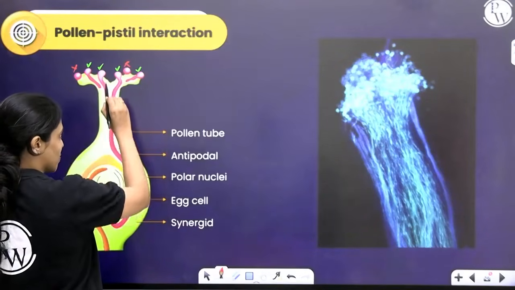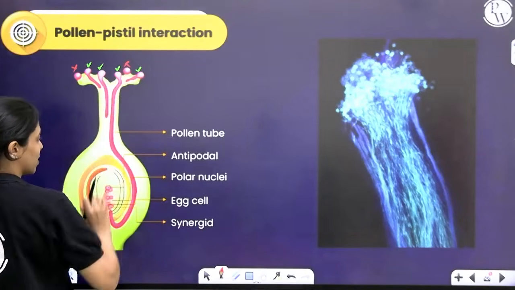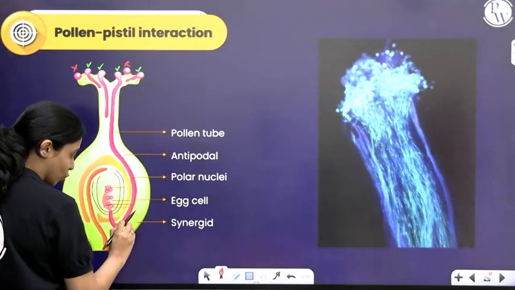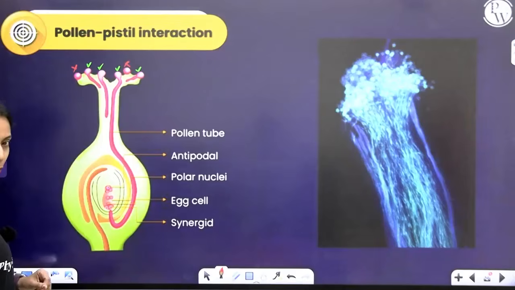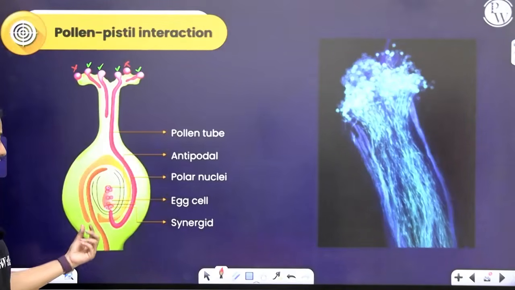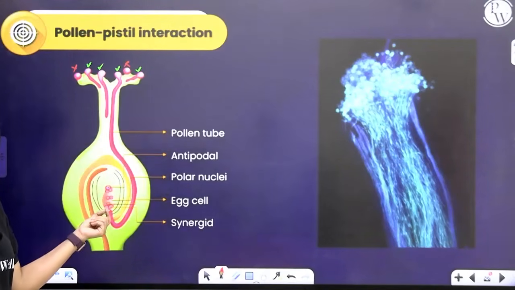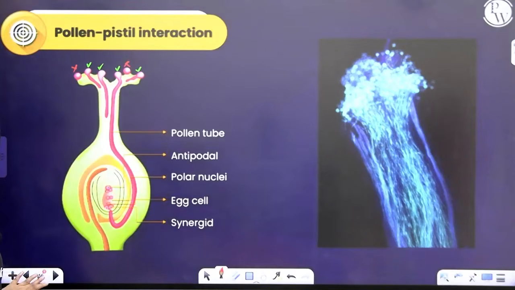Some of these pollen tubes will start growing through the style, and eventually they will grow through the wall of the ovary and ultimately enter the ovule via the micropyle. The pollen tube that enters first into the ovule via the micropyle will be the one that will bring about fertilization.